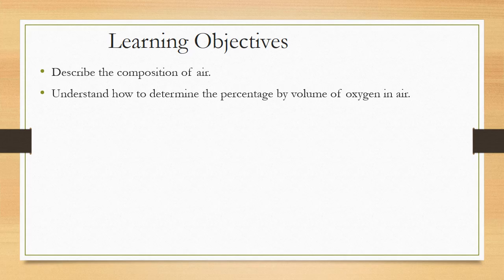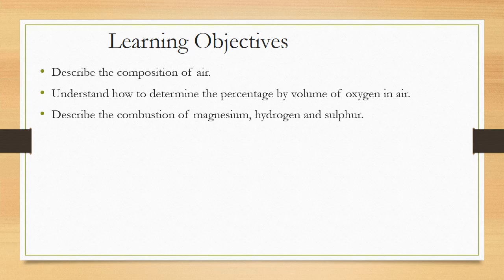Understand how to determine the percentage of volume of oxygen in air. We're going to be doing that through looking at some experiments and maybe attempting one of the experiments. There's many ways we can actually determine that value. Describe the combustion of metals, for example magnesium and hydrogen, and of non-metals like sulfur. Again, we will look at the theory and hopefully do an experiment around that too.